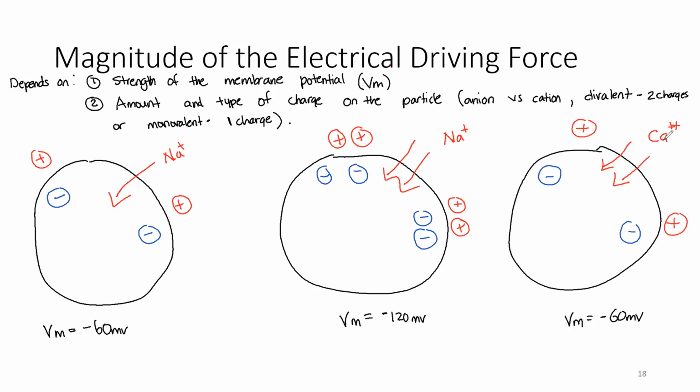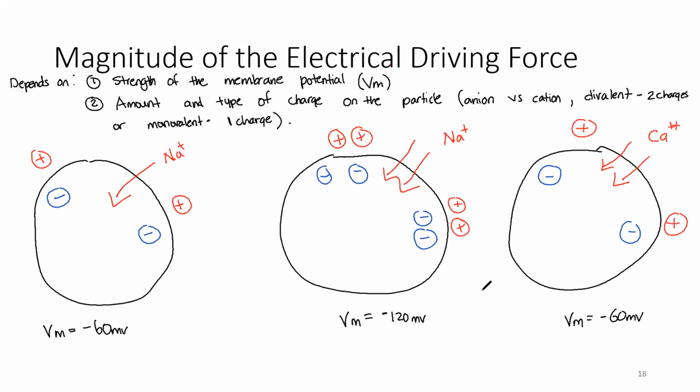And so I really want to drive this point home that the strength of the electrical driving force, the magnitude of the electrical driving force is dependent upon the type of charge, the number of charge, and the strength of the membrane potential. So how great is that separation of charge, or what is the value on the separation of charge or the membrane potential, okay? All right, any questions on that? Any questions?